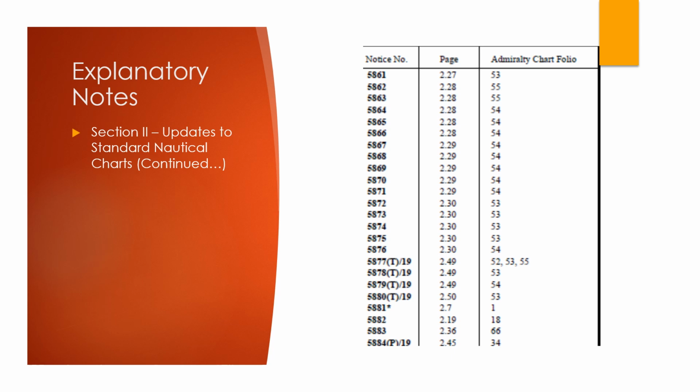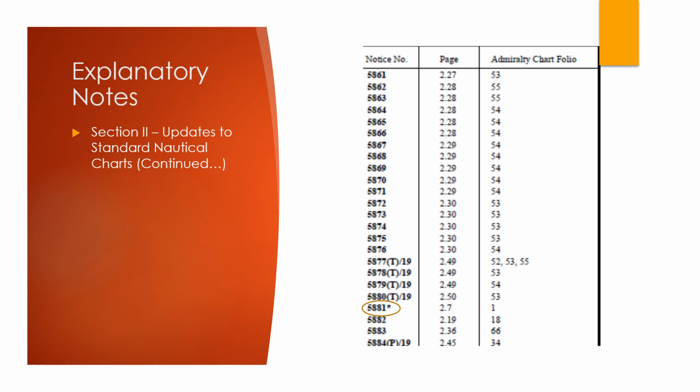You can see the notice number is provided, so is the chart that it is affecting, and the page number in the notice to mariners where you can find these notices is also provided. So there are 3 columns. You can see the notice number, and here there's a star next to a notice number. You can see this notice number has a star alongside it.